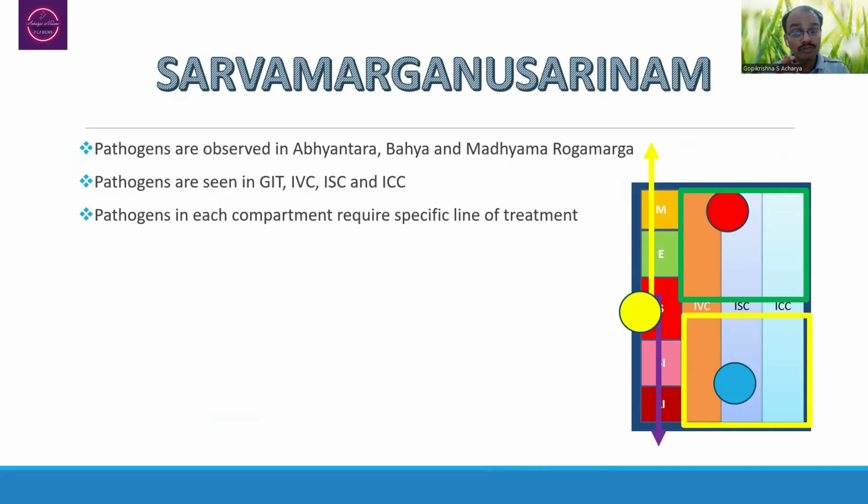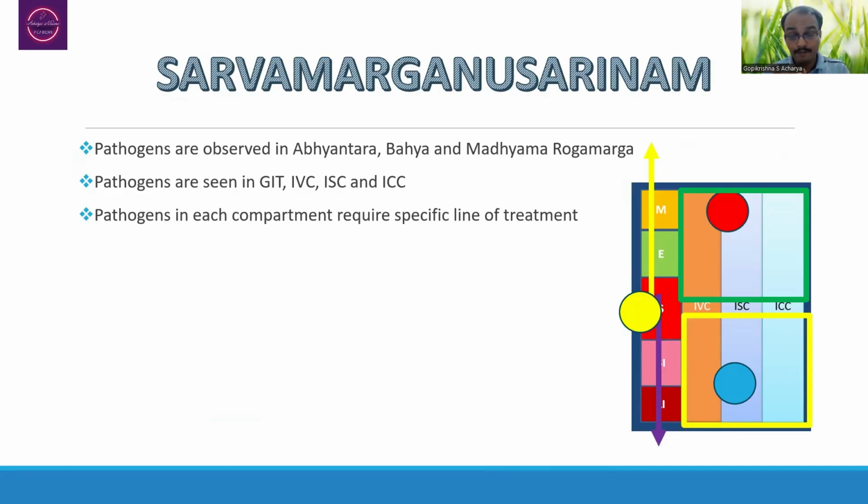So here the ideal line of treatment could be Vamana. Then the red colored circle may indicate Bahya Roga Marga affliction, that is the intravascular compartment, interstitial compartment of the Bahya Roga Marga, probably the skin as such, or the blue colored circle wherein the pathogens or dosha are present in the Madhyama Roga Marga, probably the left knee joint as such, that is, the intravascular compartment, interstitial compartment of the knee joint is being afflicted.